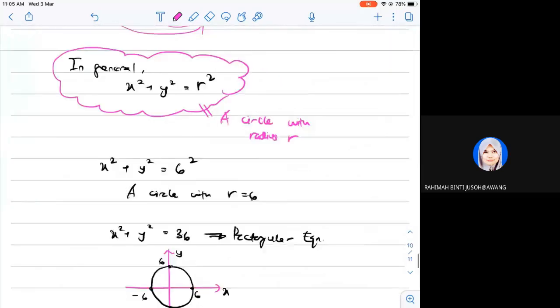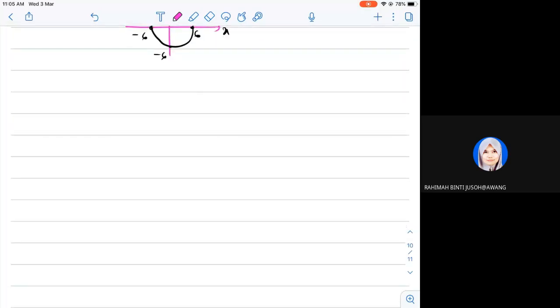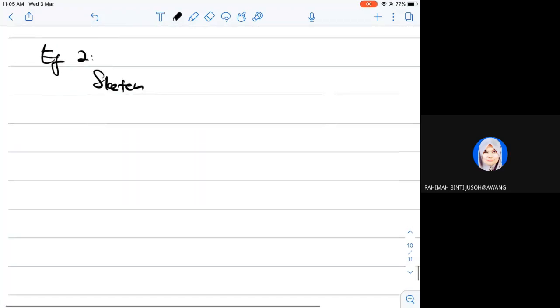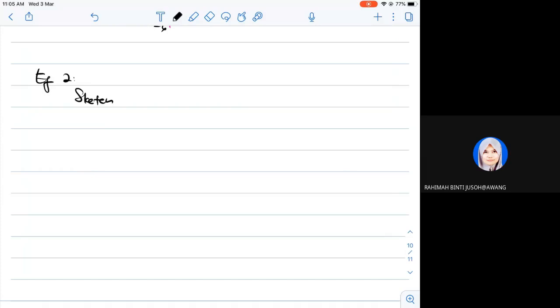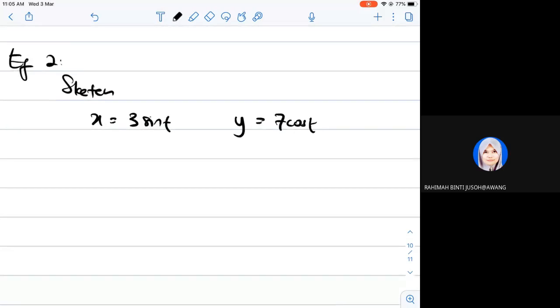Okay. So now, let's say second example, example 2. Sketch the graph of, saya ubah soalan, X equals to 3 sin t and then y equals to 7 cos t. Okay, what's the difference between this question and the first question?